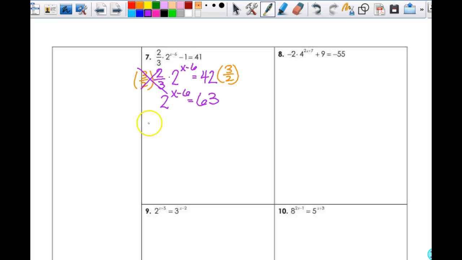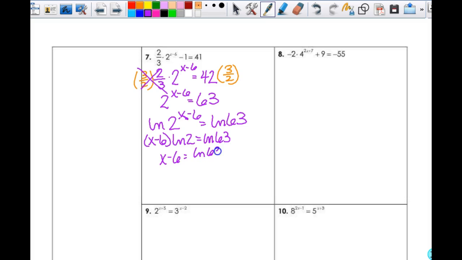Now I can take the log of both sides. So natural log of 2 to the x minus 6 power equals natural log of 63. So x minus 6 times the natural log of 2 equals natural log of 63. X minus 6 equals natural log of 63 divided by the natural log of 2. So x equals all of that plus 6.